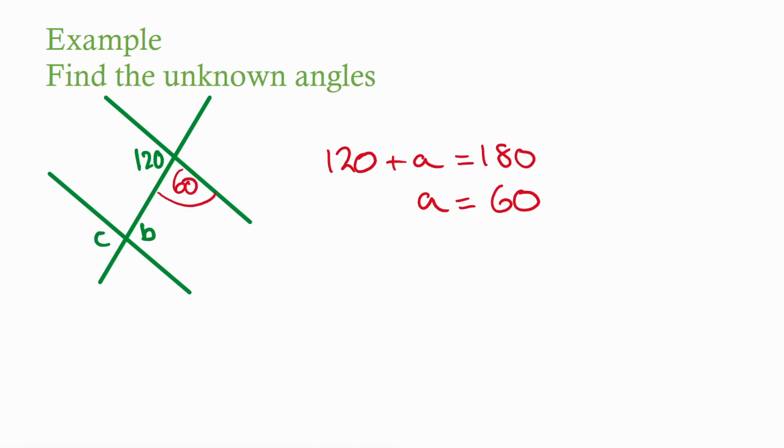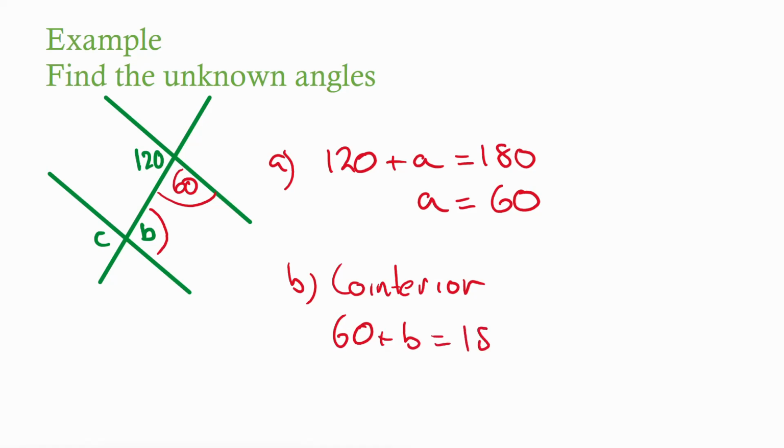The next thing I'm going to do is try and find B. There's two different ways that I can try to find B. I can use co-interior. This was to find A up here, and we're going to try and find B now. If I use the co-interior method, I know that 60 and B need to add up to 180. So 60 plus B needs to be 180. If I take away 60, I know that B is going to be 120.